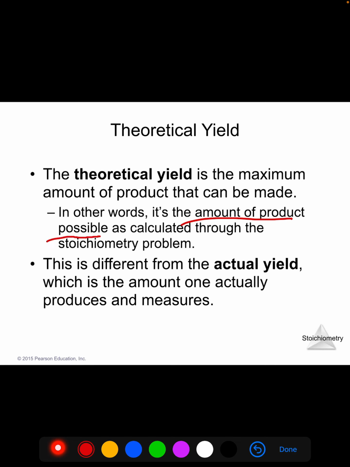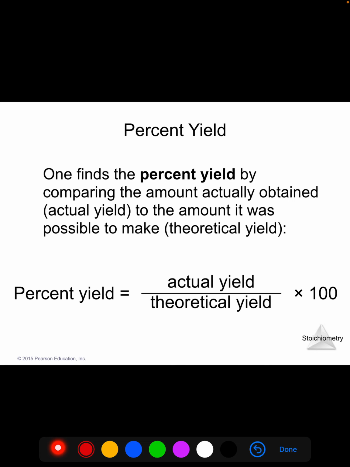When you do an experiment, you know experiments don't always work perfectly. In real life, we have the actual yield, the amount actually produced and measured. And so that gives us an opportunity to calculate something called percent yield. Percent yield is simply how much we actually got divided by how much we could theoretically get, times 100. We never get the theoretical, so our percent yield is always less than 100. The higher you get to 100, the closer you get to the theoretically possible amount.